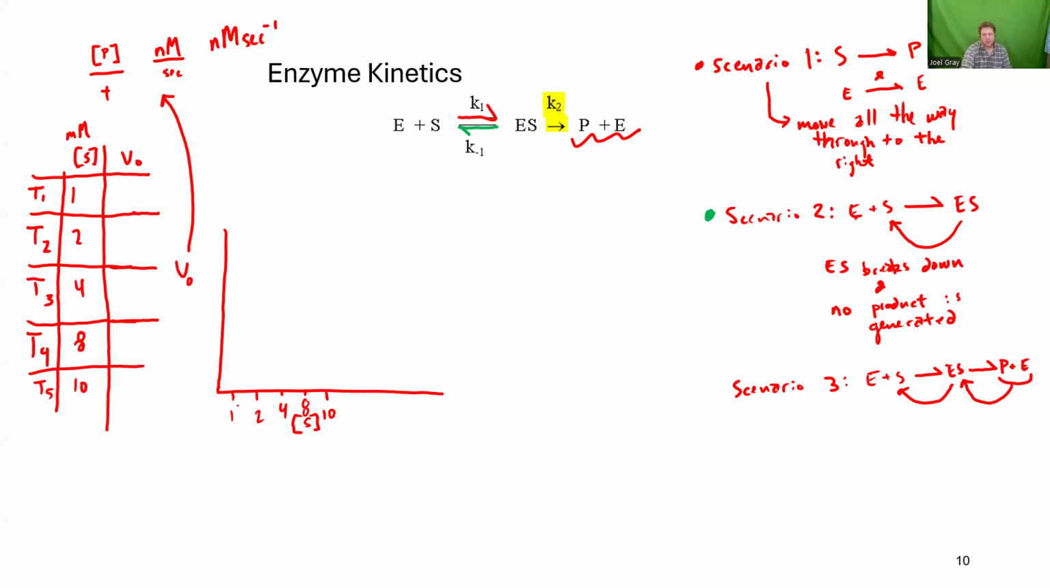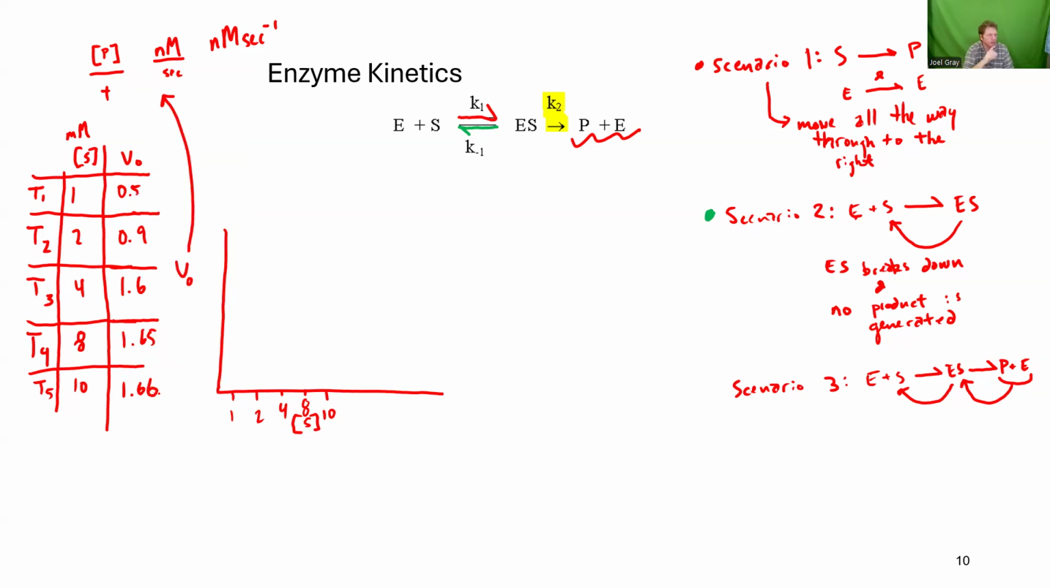Let's say that your initial velocity is 0.5, and then 0.9, and then 1.6, 1.65, 1.66.